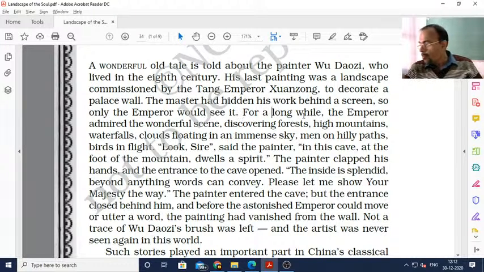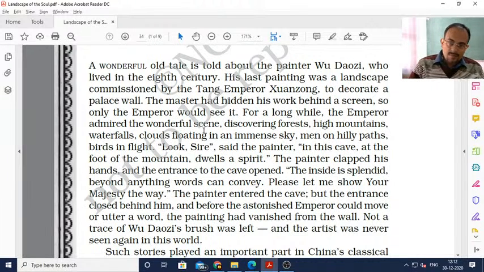For a long while, the emperor admired the wonderful scene, discovering forests, high mountains, waterfalls, clouds floating in an immense sky, men on hilly paths, birds in flight. So for a long while, what happens? The emperor admired the wonderful scene.